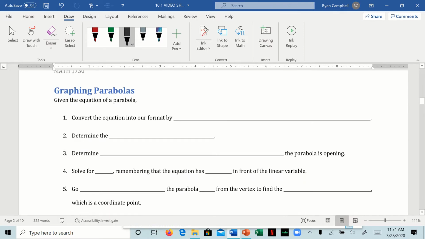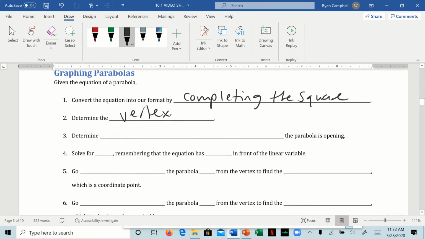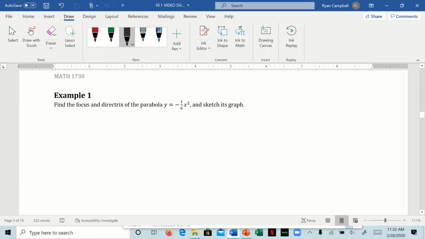All right, let's talk about graphing, and then we'll actually get into some problems. So the way that we graph it, first we convert the equation into our format, potentially by completing the square. So if needed, we'll need to complete the square. Then we determine our vertex. Let's actually look at an example and go through this step by step.